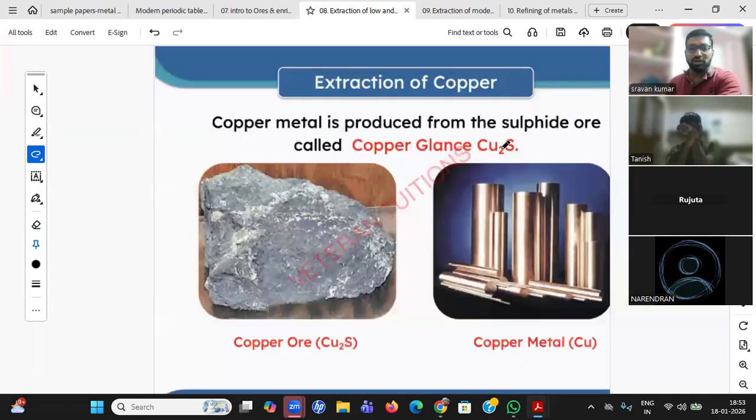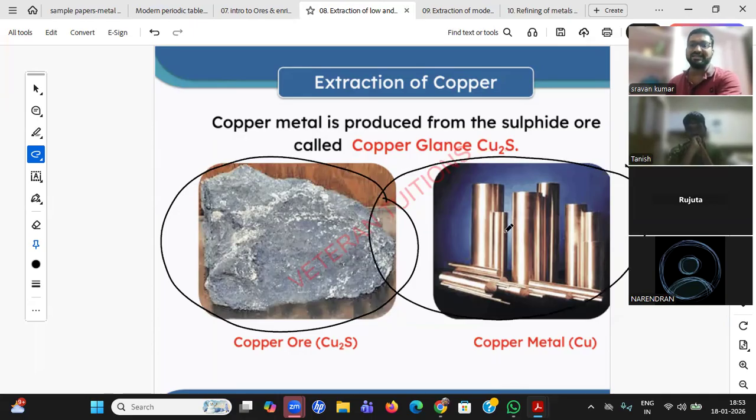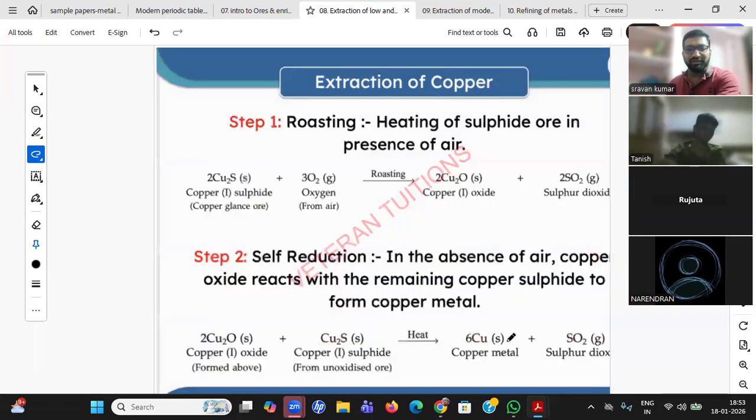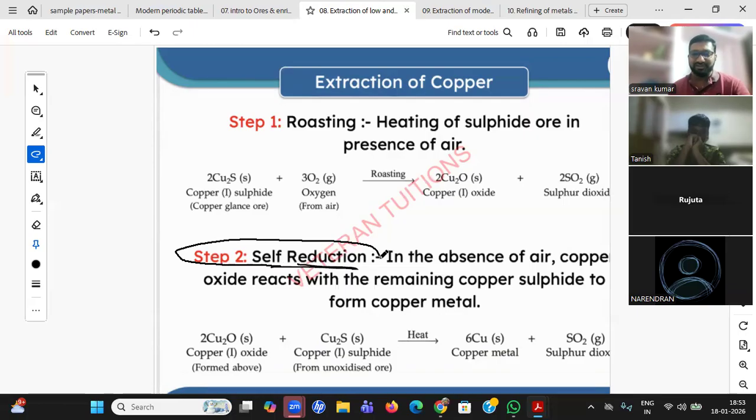So here also you will get this, but you finally want to make copper pipes like this. So from this ore, you want to remove copper. How will you do it? The very first step is the same: roasting copper sulfide. In presence of oxygen, you will heat it. So copper oxide and sulfur dioxide will form. But is my task to get copper oxide? No, my task is to get copper. How will you get copper from copper oxide? Self reduction. Okay, a very important word, self reduction.